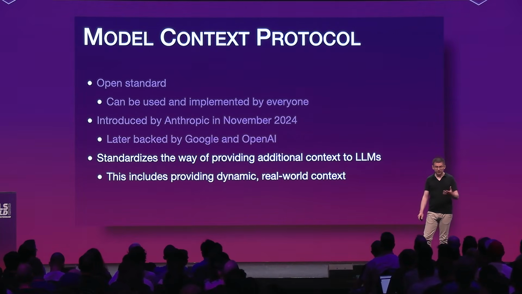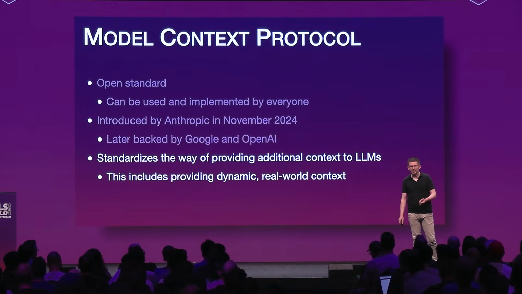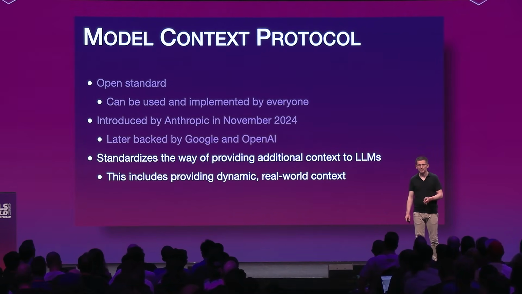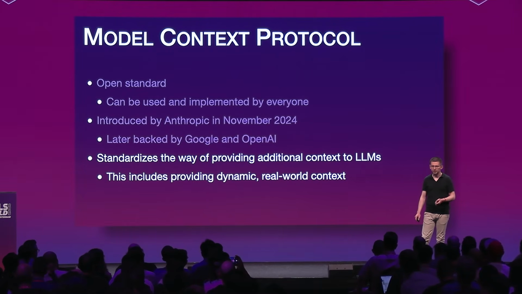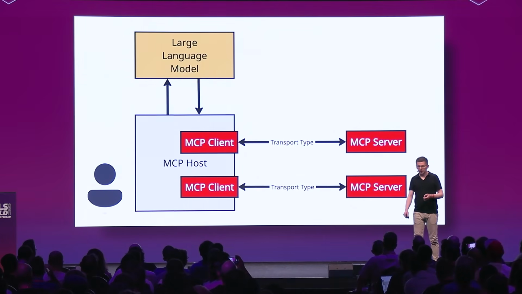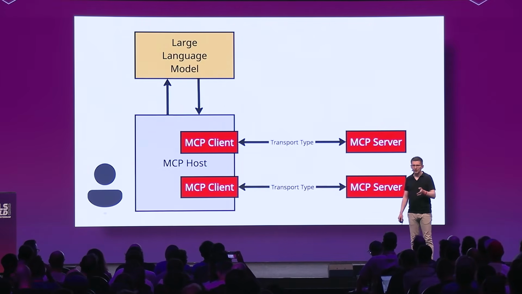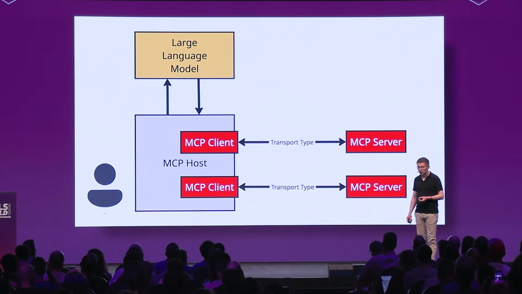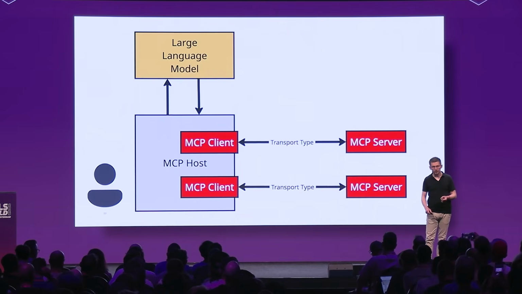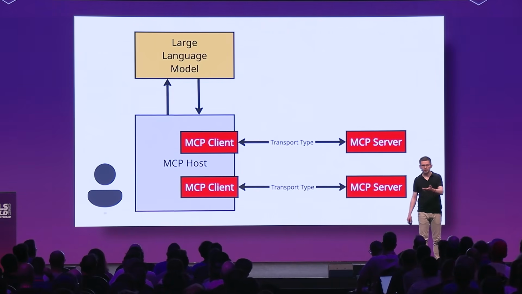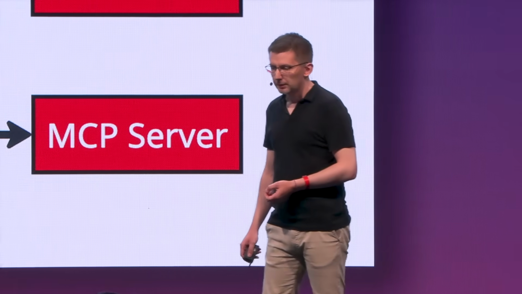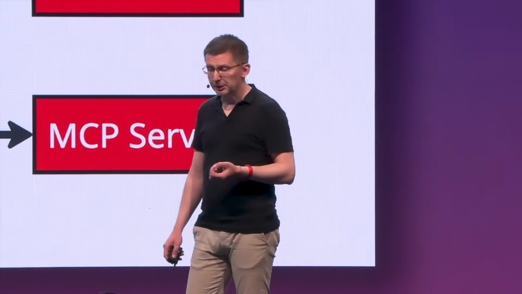MCP is something that standardizes the way of providing additional context for LLMs. And that additional context means also dynamic, real-world, up-to-date, current context. So knowing what MCP is, let's take a look at the architecture of a system using MCP. So the central piece is called the MCP host. It's the user-facing application, like your ChatGPT or Claude or Google AI Studio. The host application communicates with the LLM using prompts and responses, as we all know and love.